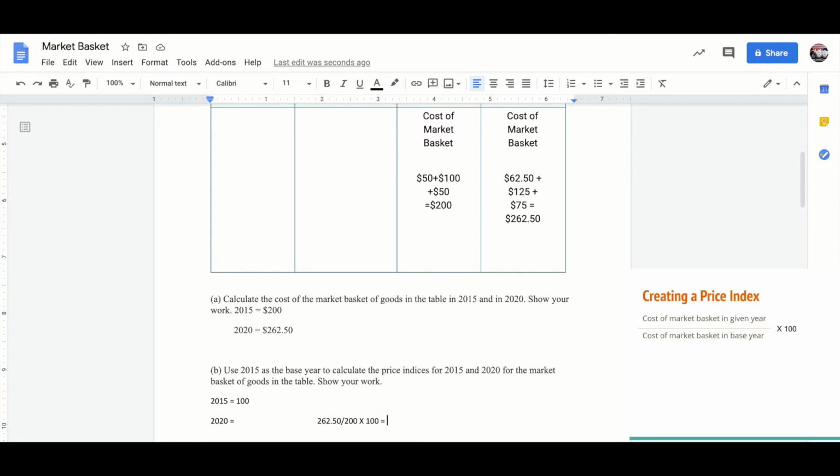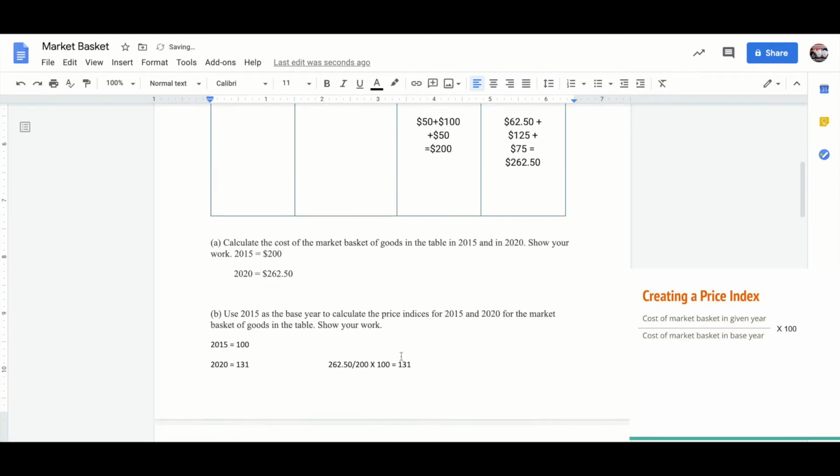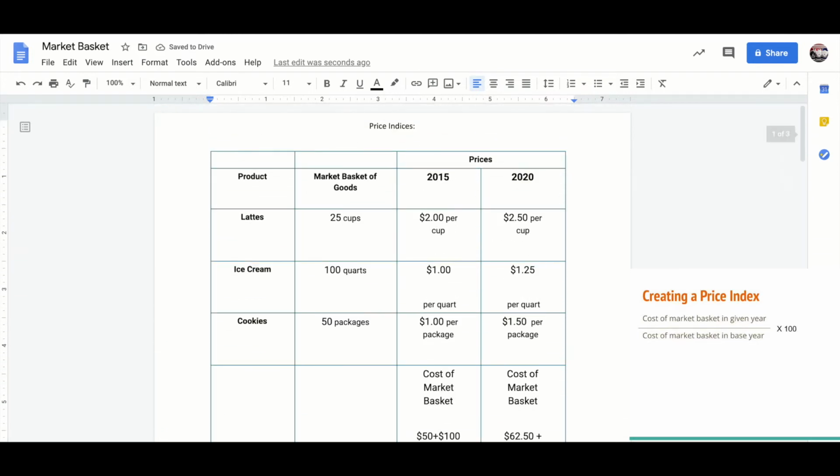262.5 divided by 200 times 100 comes out to 131.25, so I'm going to call it 131. Our consumer price index is 131 in 2020. So now we can use those numbers, what we've gotten so far.